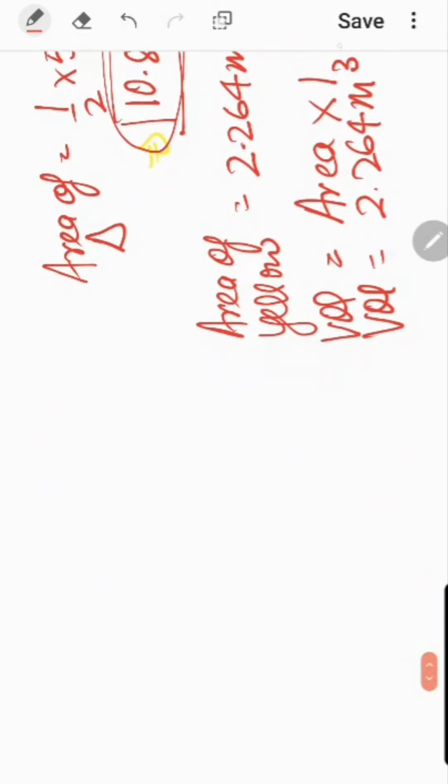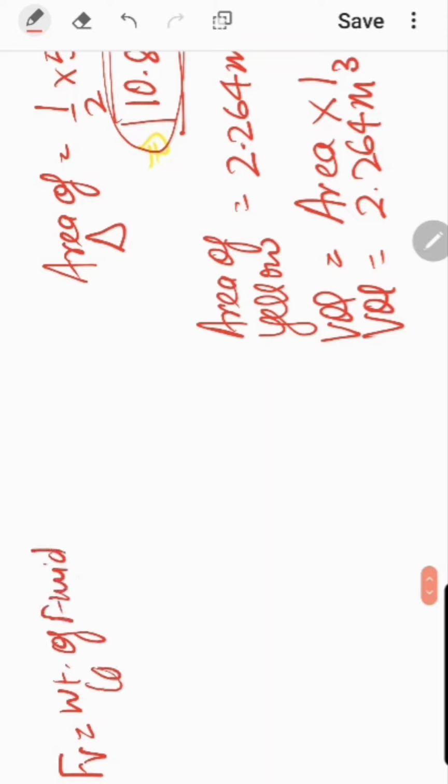Excellent. Now from this volume, that is 2.264, we will find the vertical force acting on this sectorial gate. So the vertical force is going to be the weight of fluid contained by the yellow shaded region. Now where is the yellow shaded region? I have already shown in the diagram. You can see clearly the yellow shaded region.